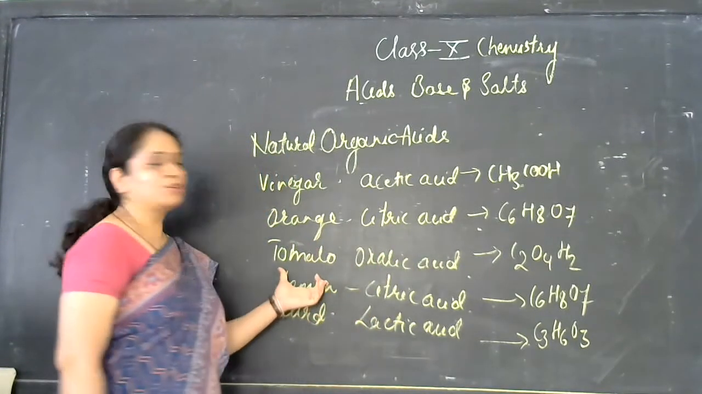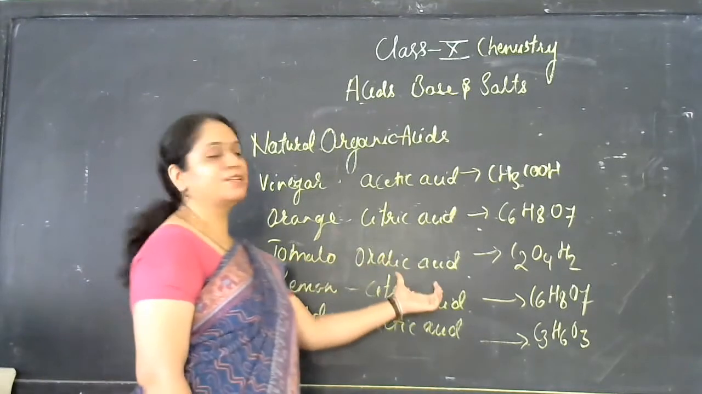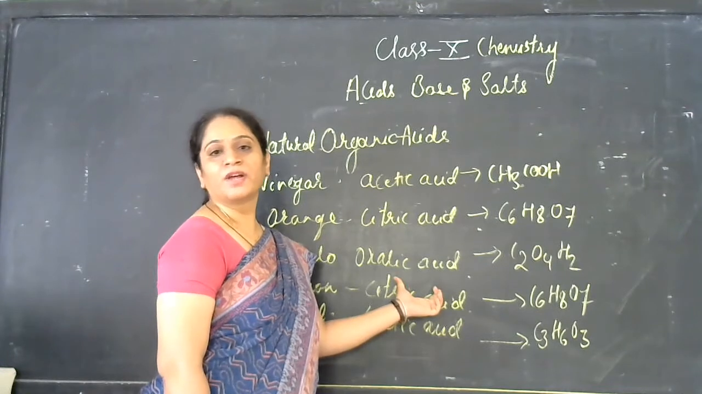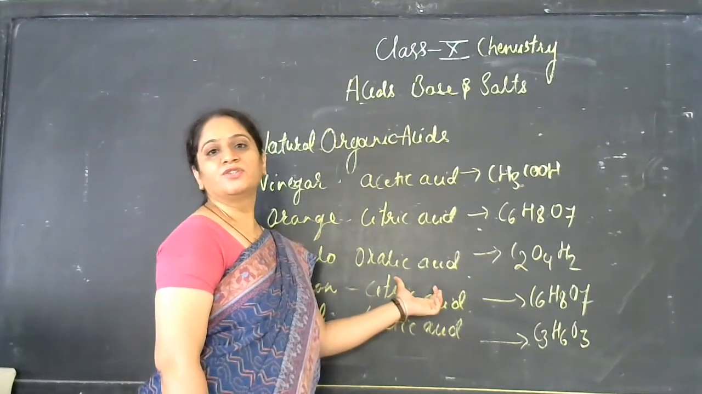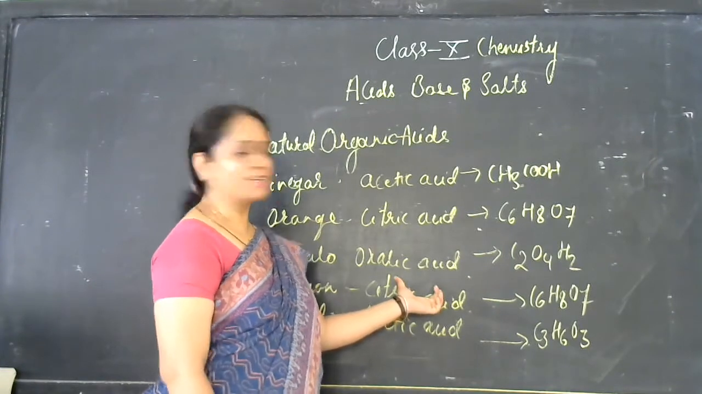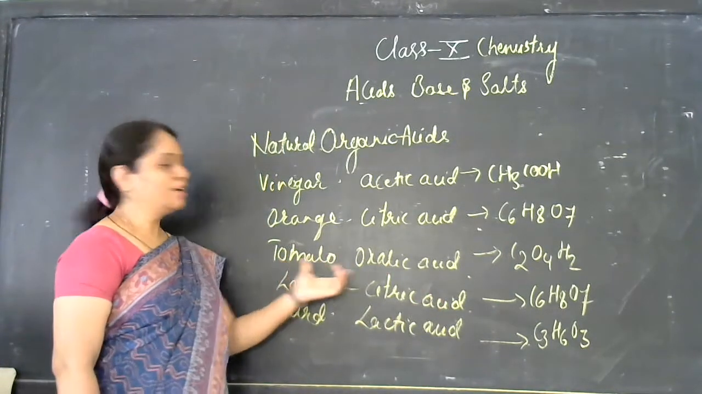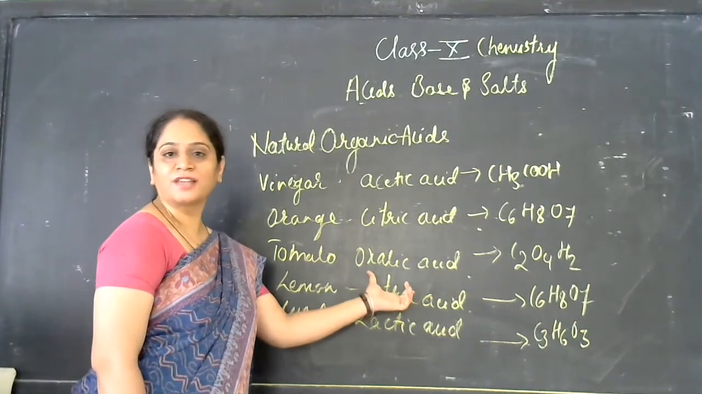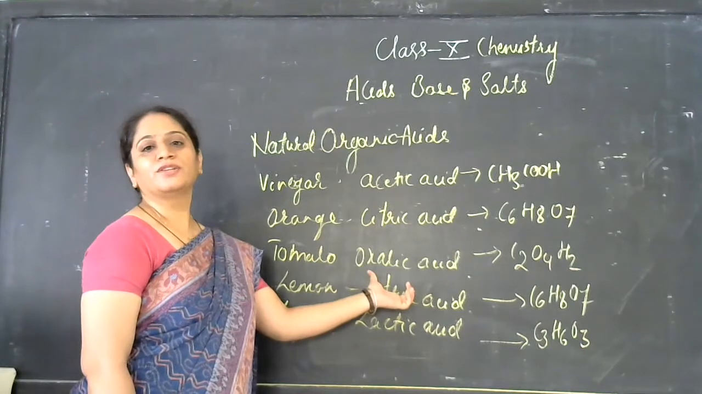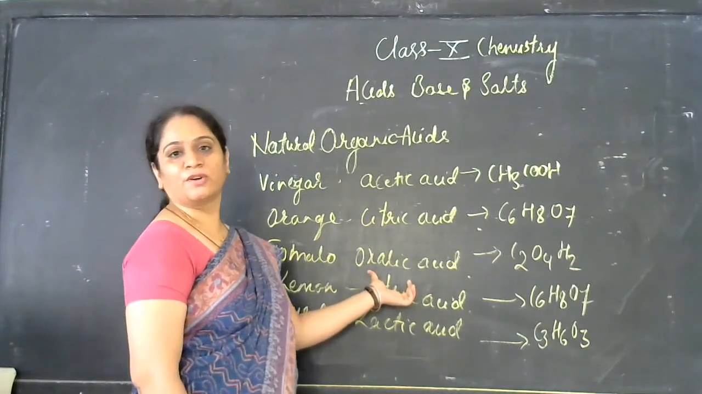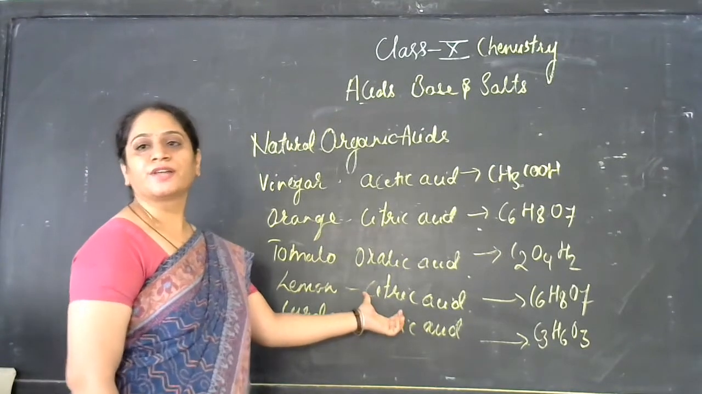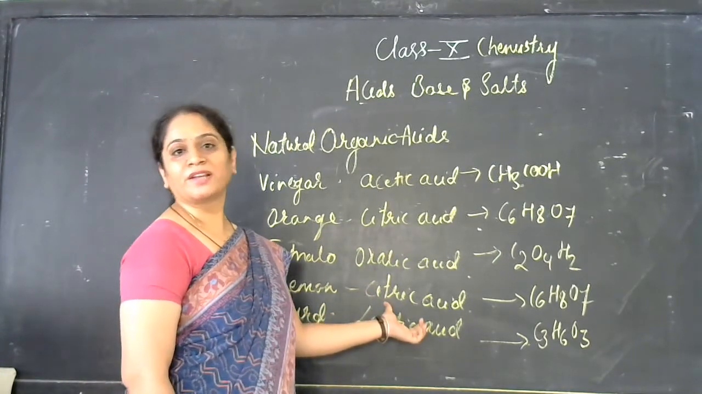Tomato also contains oxalic acid. That's why it is used in many face masks, which are used to clean the face, and in many cosmetics we use this tomato product, that is oxalic acid. It is a weak acid, but it is important for our health also, and it gives you glowing skin. Lemon also contains citric acid, and citric acid can easily corrode metals.